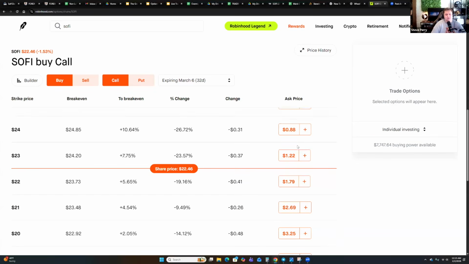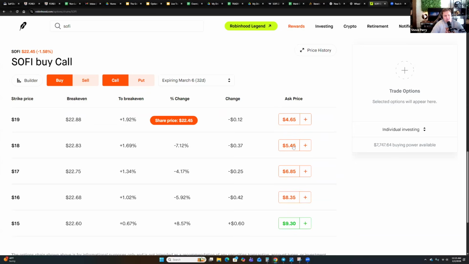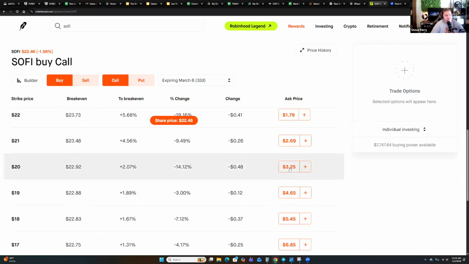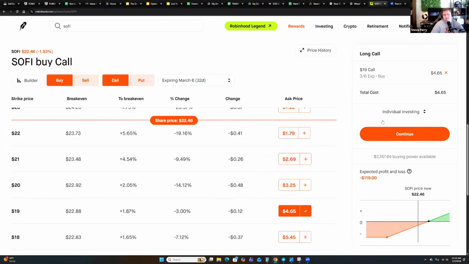Watch what happens if I go down the option chain. On a call option, when I'm buying a call, if I go further down the chain, this is like a vertical move. If I go down the chain to things like $20, or if I go to 19, and I click on that, notice how the price gets so much bigger. Okay, that's going to cost me $4.65 to buy that one. Why? That's a deep in the money call option.